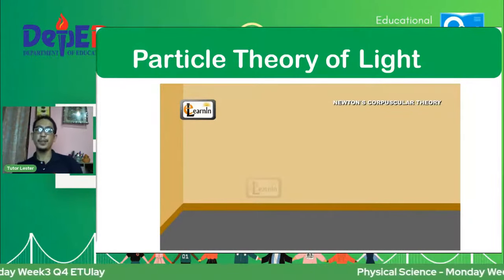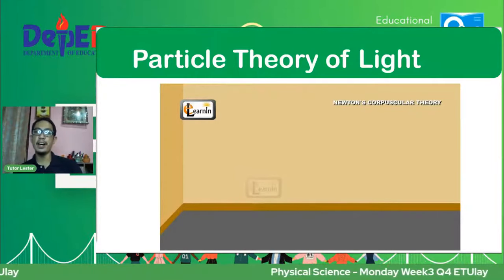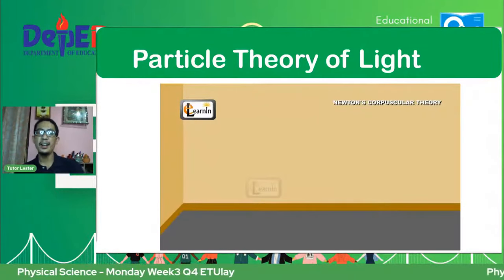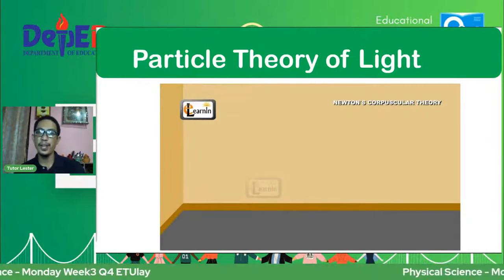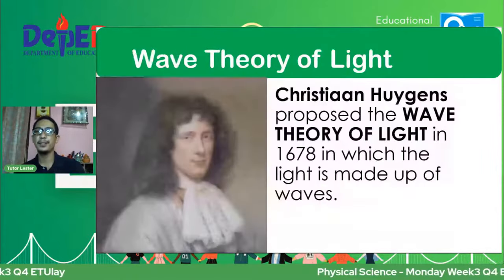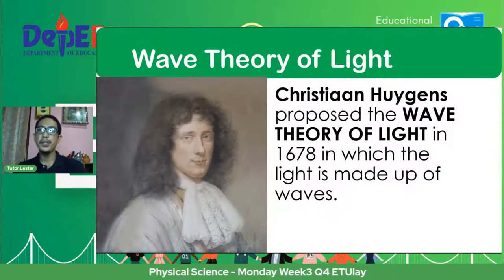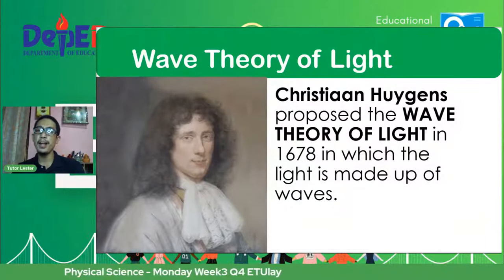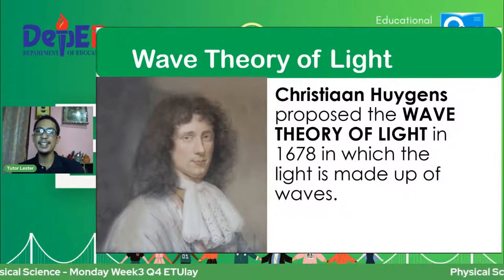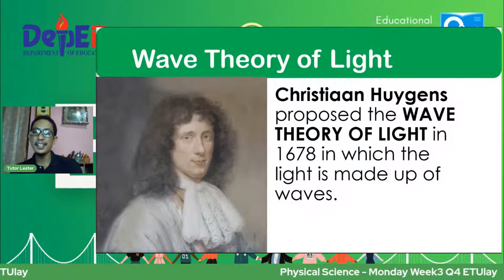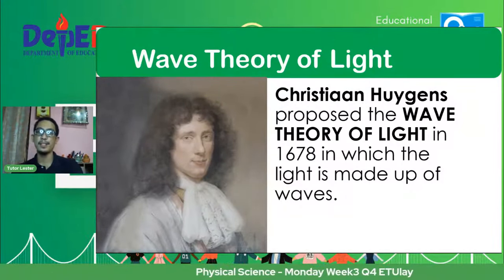All right. So that short video clip perfectly explains the basic concept of the corpuscle theory of light. And now we proceed to the wave theory. So the wave theory of light was proposed by Huygens in 1678, which states that light is made up of waves.